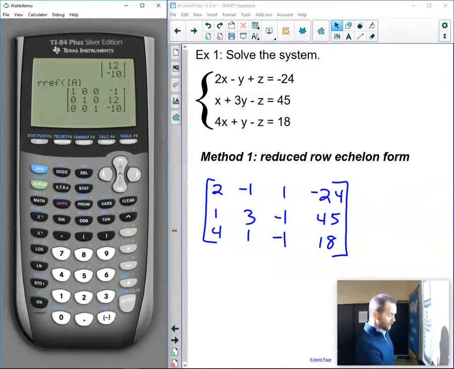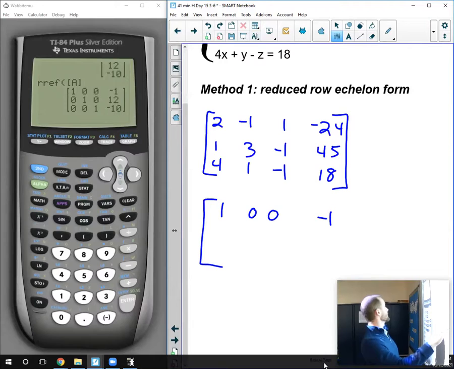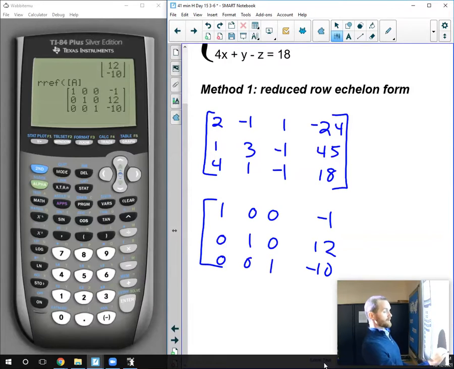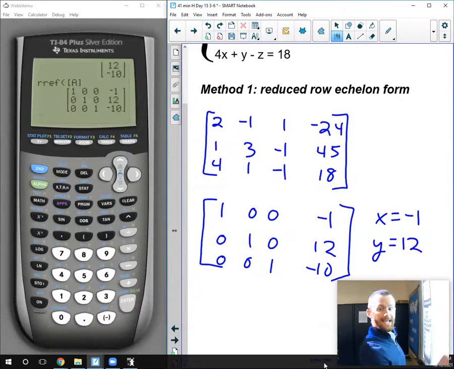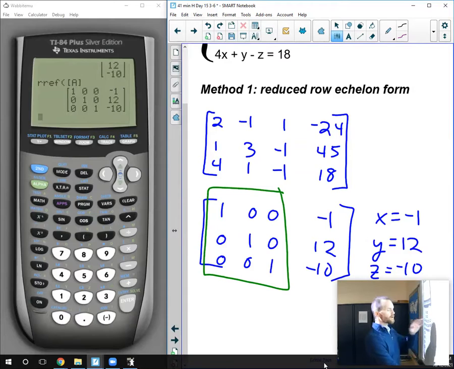That's our answer. Now I'm going to copy this down because I want to draw your attention to something. So it's 1, 0, 0, -1, 0, 1, 0, 12, and 0, 0, 1, -10. So that means the answers are right here. So x equals -1, y equals 12, and z equals -10, which is the same answer we got the first time we did it. Now this right here, the 1, 0, 0, 1, 0, 1, 0, and 0, 0, 1, you have to make sure you see that.